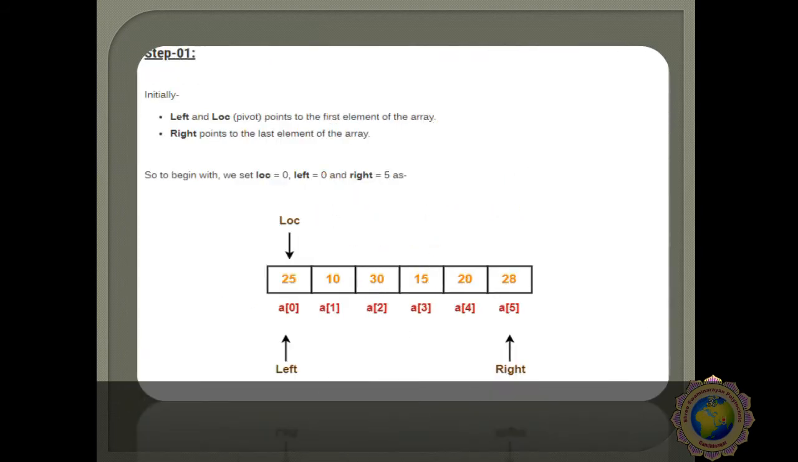Step number 1, initially, left and local. Local is the pivot, which points to the first element of the array, and right points to the last element of the array. To begin with, we set local as 0, the left-hand side index of the array as 0, and the right-hand side index as 5. So 25 is our pivot element as well as our left-hand side element i. Then 10, 30, 15, 20 and 28.